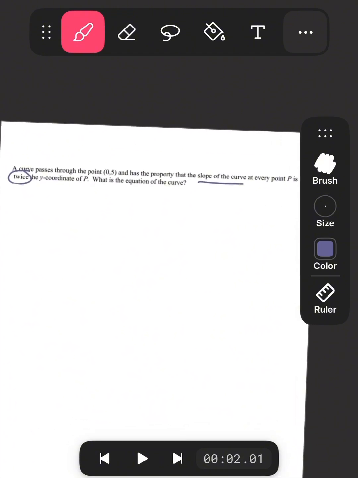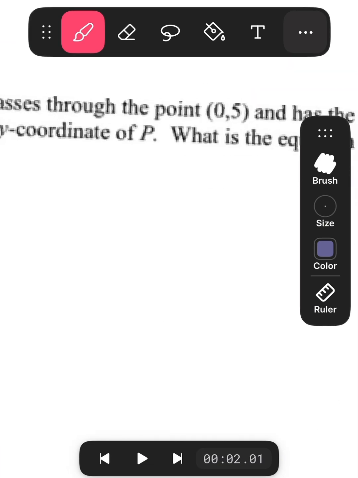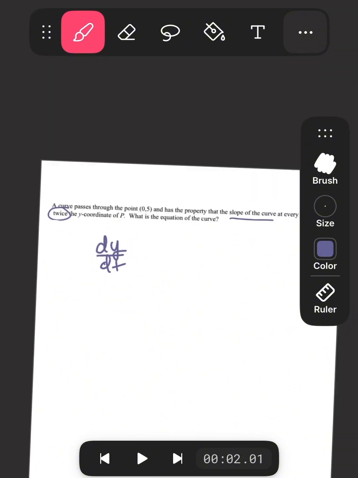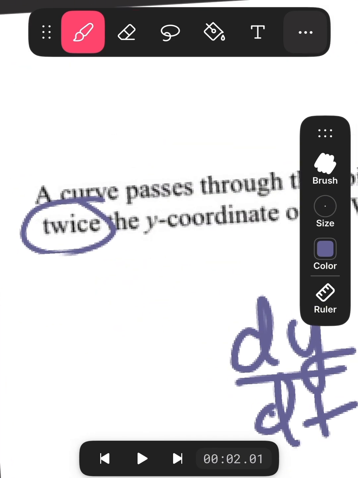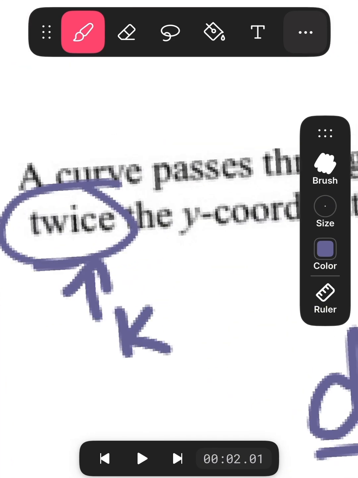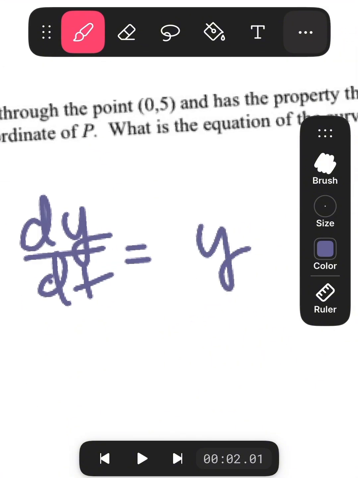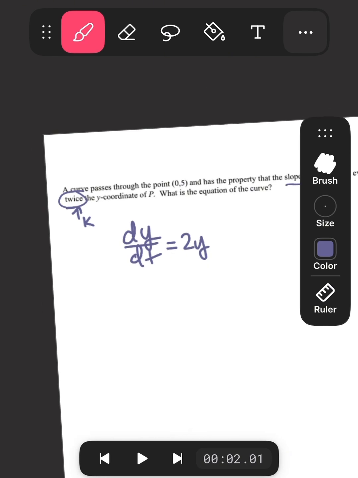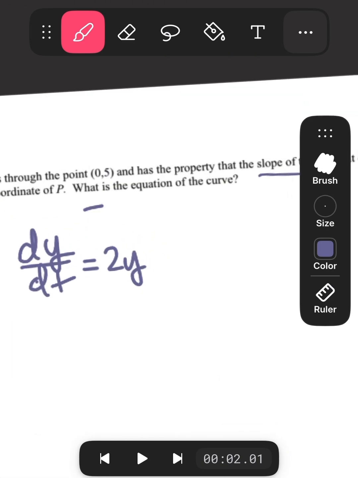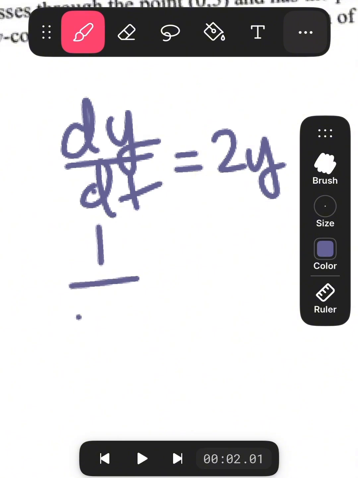But anyway, a curve passes through the coordinate point (0, 5) and has the property that the slope of the curve at every point P is twice the y coordinate of P. So in this situation, we're being told what k is. The relationship is that the slope is twice y. So we can just put a 2 in for k instead of having to look for it, because they told it to us. Now we have to find the equation, and the way to do this is just how you would expect.